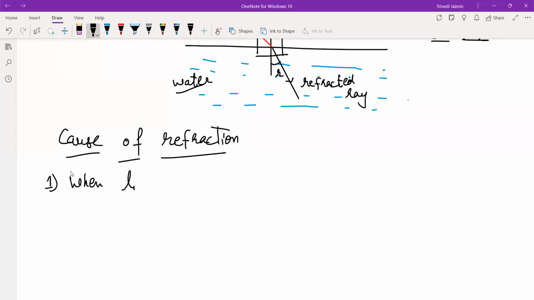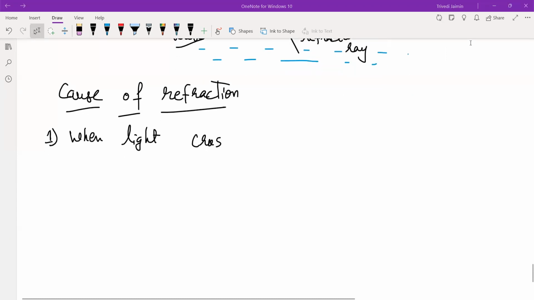When light, excuse me, when light crosses the boundary from one medium to another medium, right? So it deviates. Sir, your screen is stuck, sir. The screen is stuck? No, sir, it's clear for me. Maybe it will be clear in a second. Yes, sir. Now I got it.